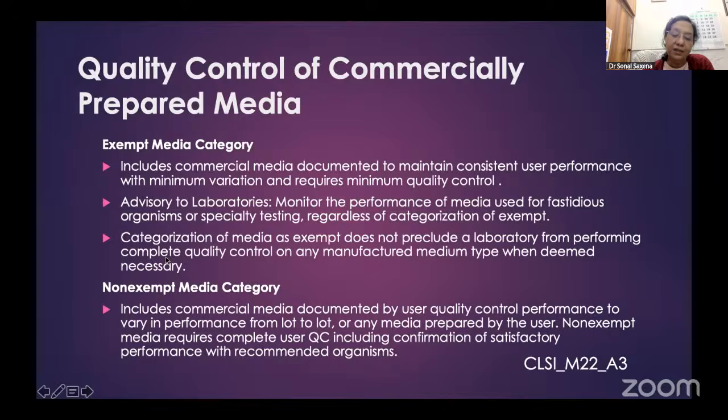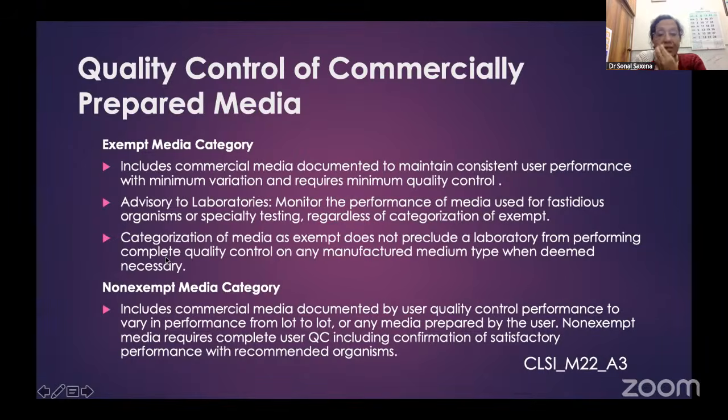Now, if you look at the CLSI M22 guideline, which talks about the quality control of commercially prepared media, there is an exempt media category and a non-exempt media category. Non-exempt is commercial media where the quality control performance may vary from lot to lot. You could take a picture of this slide or a screenshot if you're using your phone. Non-exempt media requires complete user QC because you require confirmation of satisfactory performance with recommended organisms. Exempt means it is exempted from quality control.